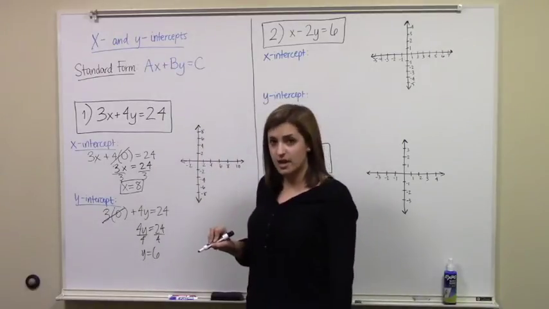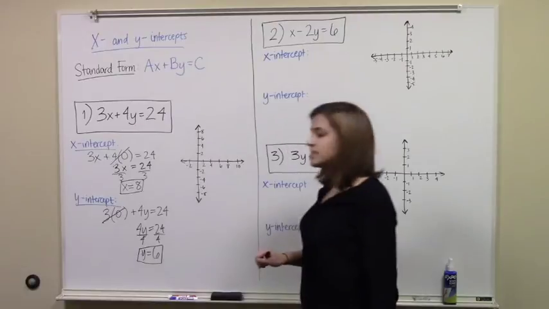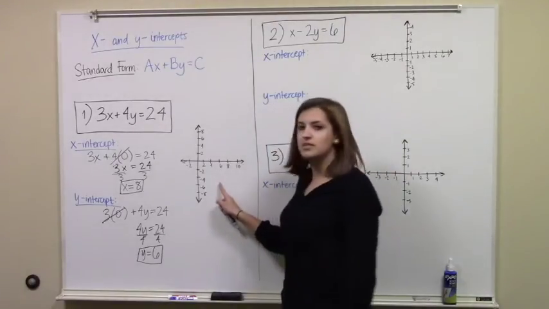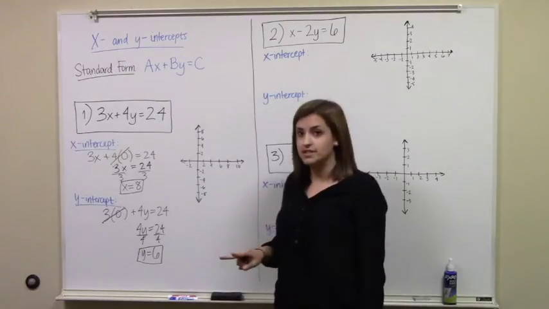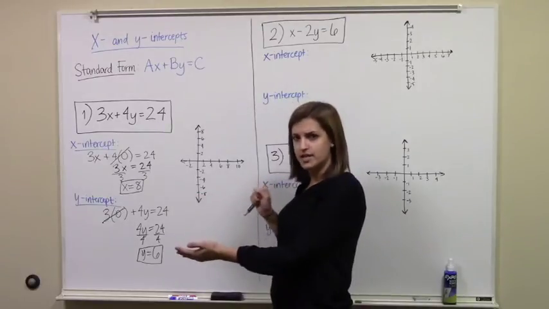So our y-intercept is y equals 6. So now let's graph these and see if we can make a line. You'll notice on my graph, I numbered my axes by 2's because I know that I have rather large numbers and I don't want to draw that many points out.